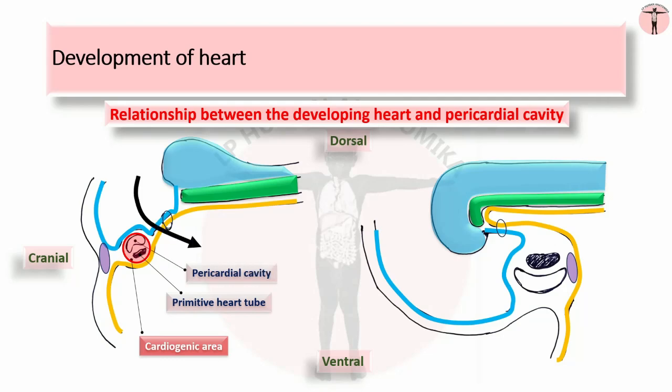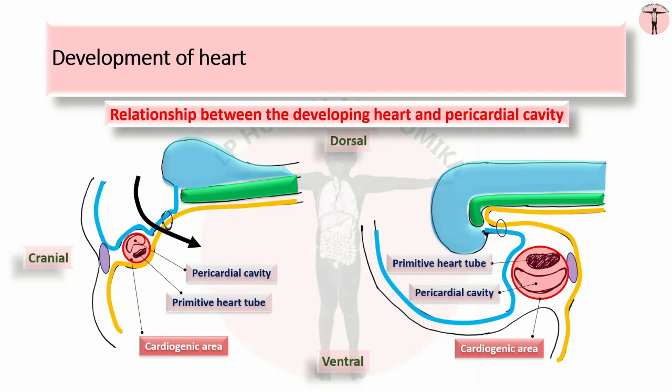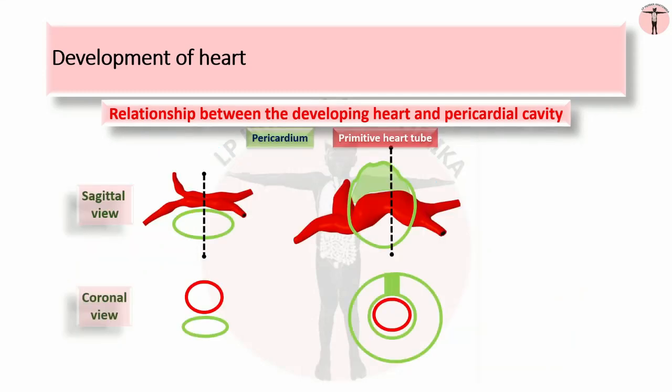With the cranial folding of the embryonic disc, the position and relationship of the structures changes. The cardiogenic area migrates ventrally and caudally towards the thoracic region. The developing heart now becomes positioned dorsal to the developing pericardial cavity. As the heart tube starts to grow bigger, it bulges into the pericardial cavity.